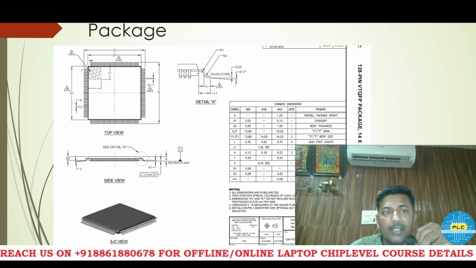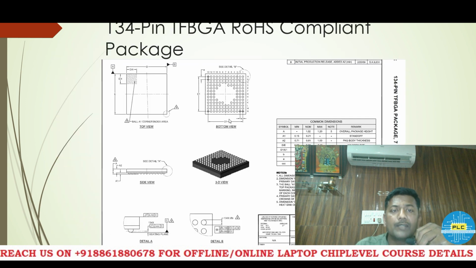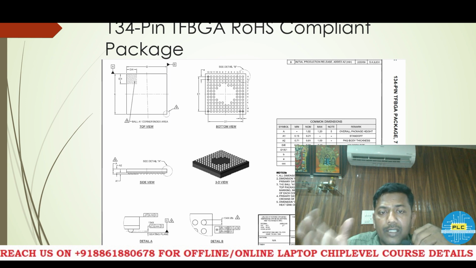Now you got it, right? So a 128 pin IC almost always comes in QFP format. Next format is ball grid. I told you that in foreign countries you will get this kind of IC, and those are completely ball grid.